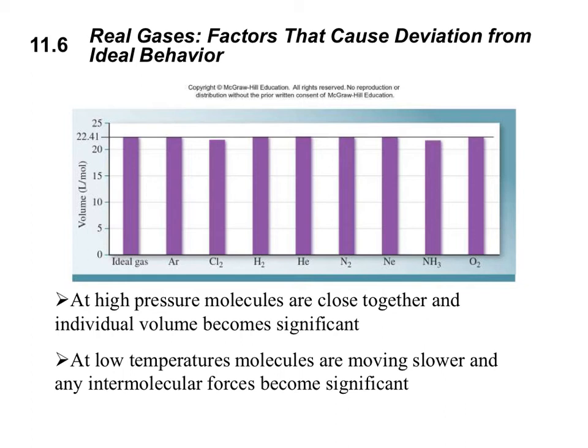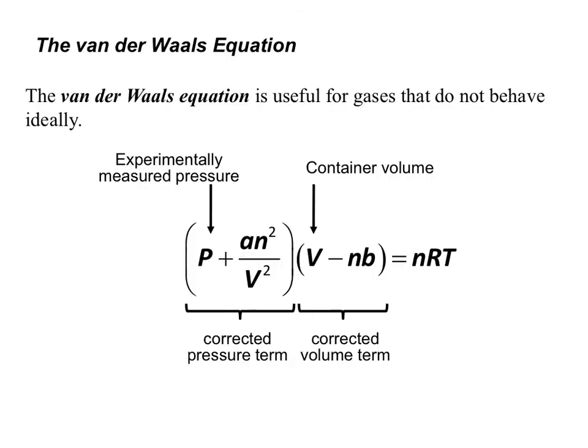If we want an equation for real gases, we have to take these interactions into account. In other words, we have to modify the equation PV equals nRT. The van der Waals equation. The van der Waals equation is useful for gases that do not behave ideally. It is PV equals nRT, but with a corrected pressure term and a corrected volume term.